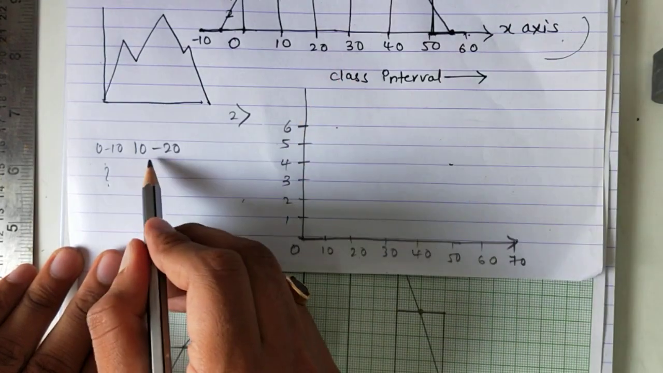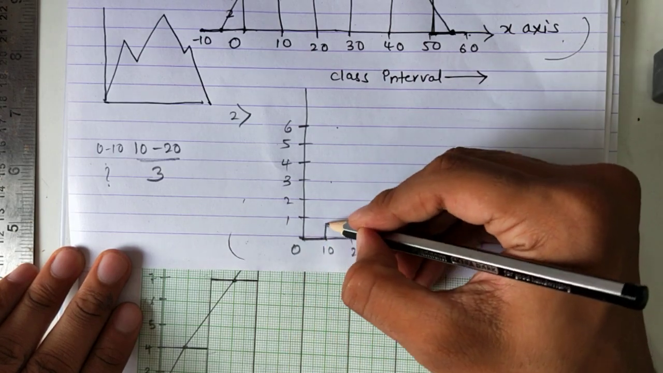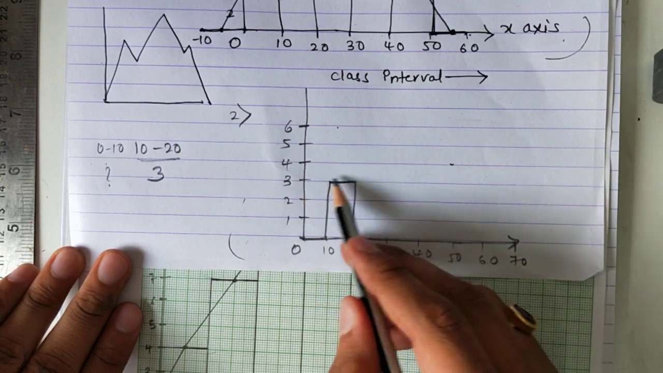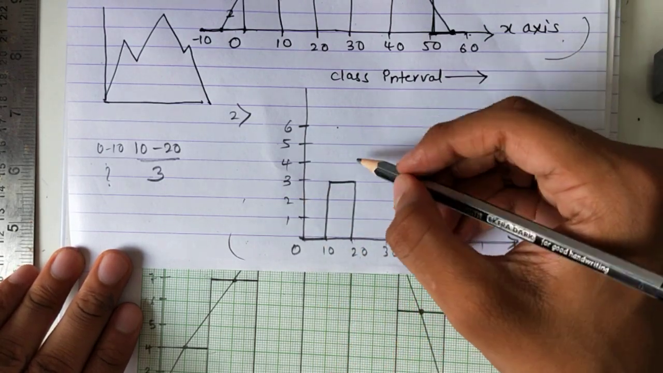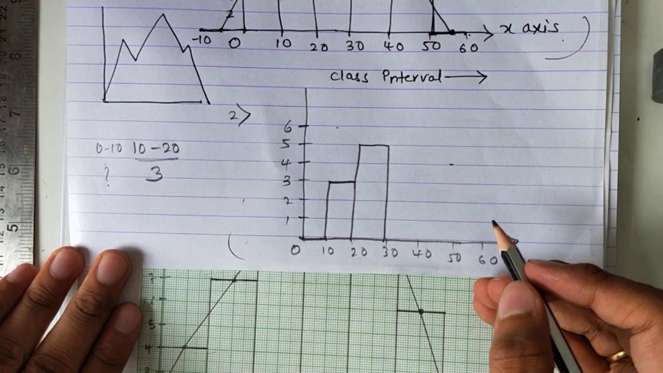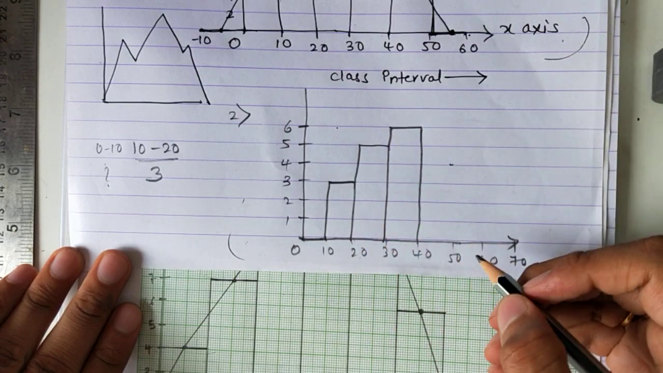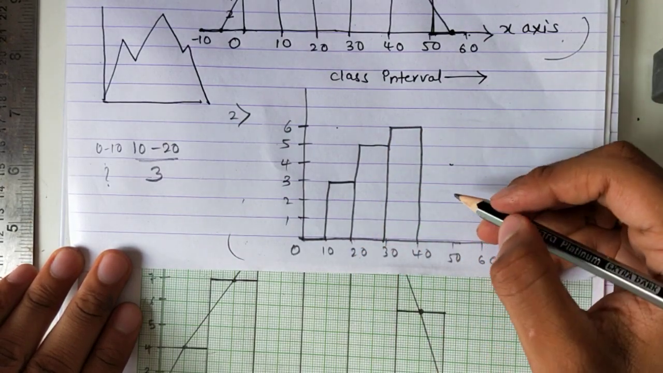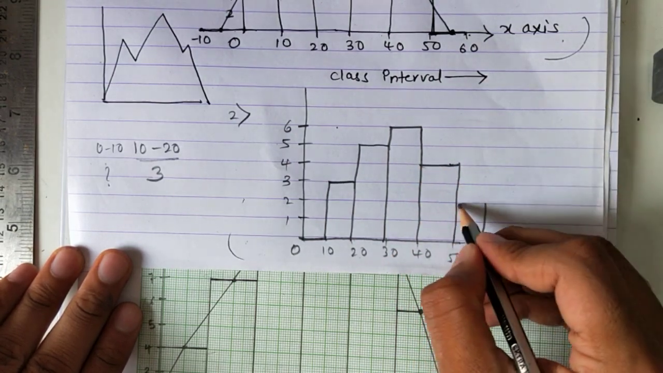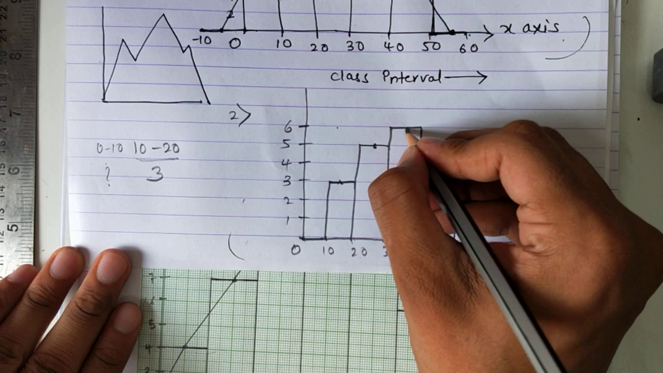Okay, so the first value, from 10 to 20, is 3. So 10 to 20 is 3, means here. I'll draw a straight line here. 10 to 20, 3. Then 20 to 30 is 5, then 30 to 40 is 6, 40 to 50 is 4, 50 to 60 is 2. So this is how your bar graph will look, and then you have to mark the midpoints.